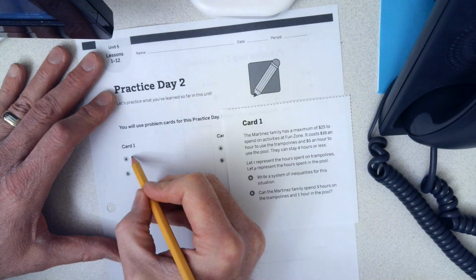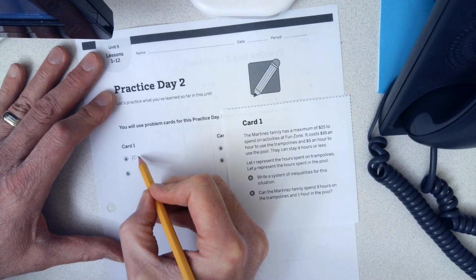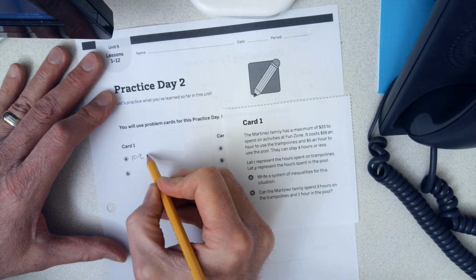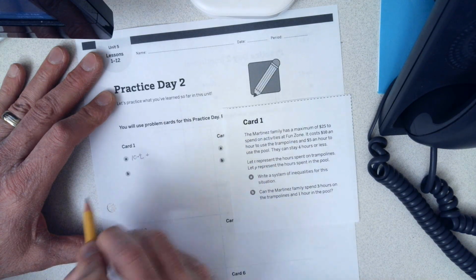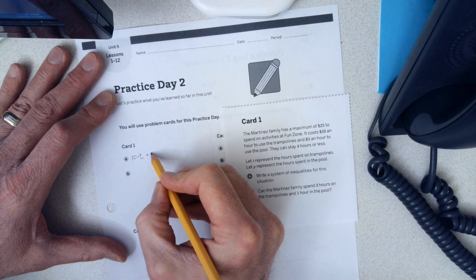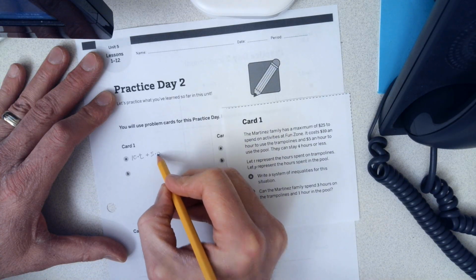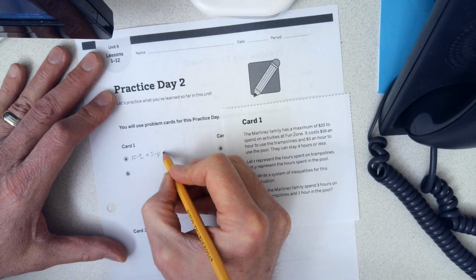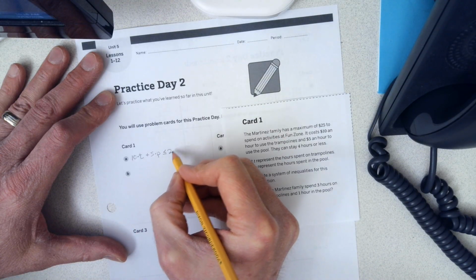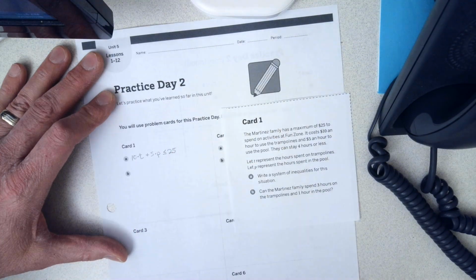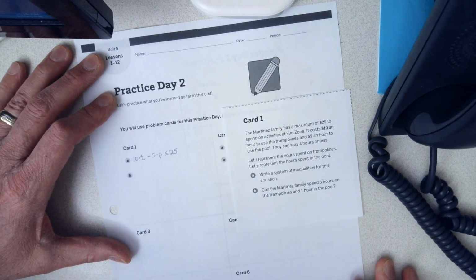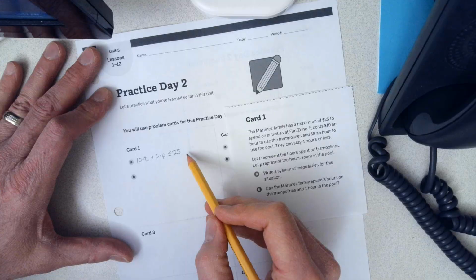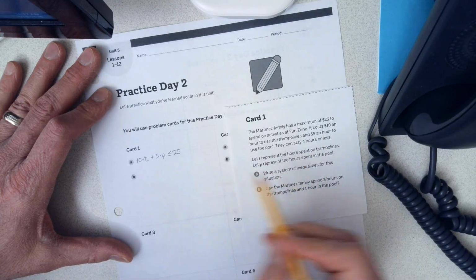We know that $10 per hour for the trampoline times the number of hours they spend on the trampoline is going to be a certain amount of money, plus $5 per hour times the number of hours that they spend in the pool has got to come in to be less than or equal to $25. They don't have to spend all of their money, but they only have $25 budgeted to spend on this. So that's our money inequality.